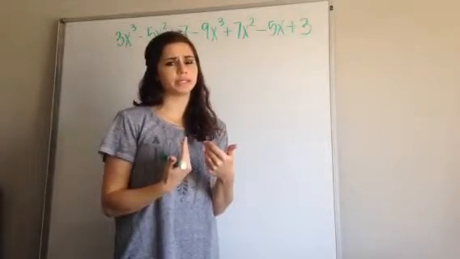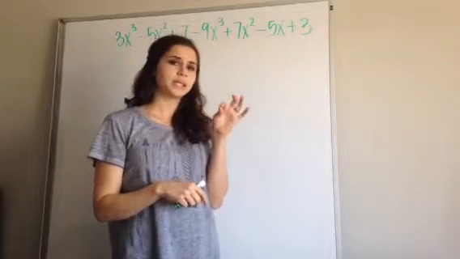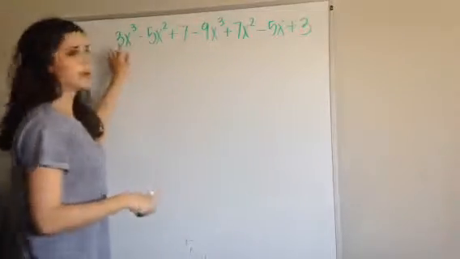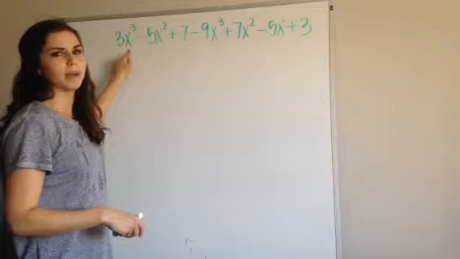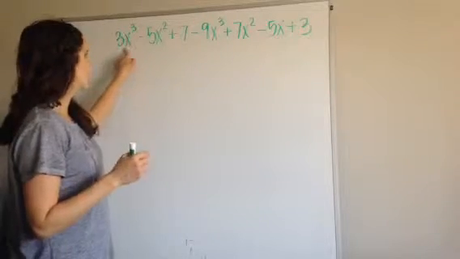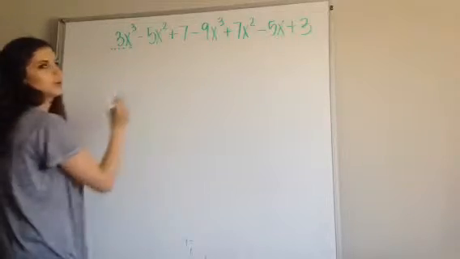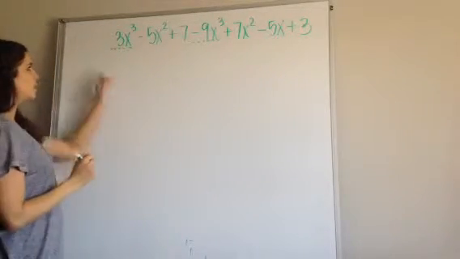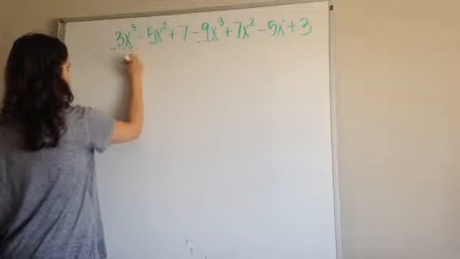Okay, so just like we said before, you can combine things if they have the same letter attached to them. But not only does the letter have to be the same, the exponent on the variable has to be the same. For example, I have a 3x to the third, so that can only be combined with another x to the third. I have 3x to the third and negative 9x to the third, so I can combine those together. 3 and negative 9 makes negative 6.